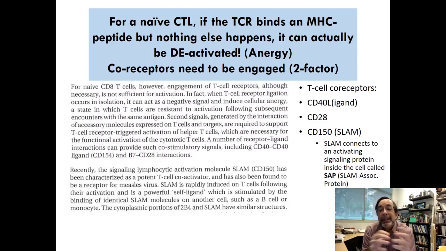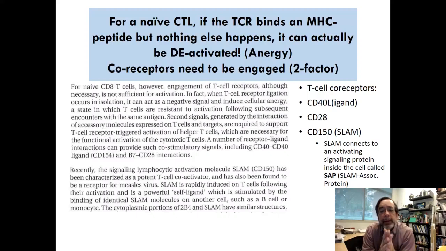In fact, if you just have a TCR binding an MHC peptide, and if the CTL hasn't been activated before, if it's naive, then that actually can lead to deactivation. That can be a state called anergy that's shown here. And if you need to pause and read this, go ahead and do that. Co-receptors also need to be engaged. So the co-receptors for T cells, these are cytotoxic T cells. These are like the activating NK receptors. And the MHC peptide is like an NK receptor in that it's an activating signal, but you need more than just one to really have true activation.